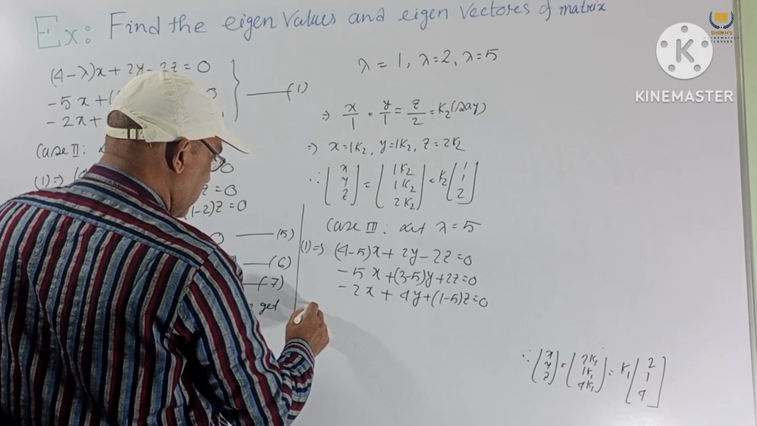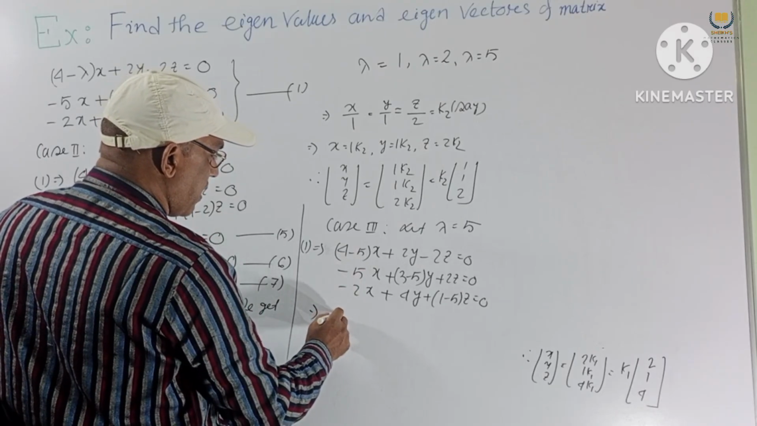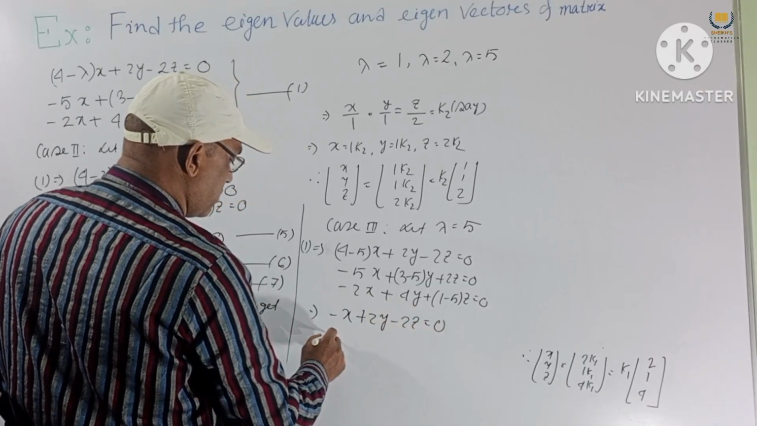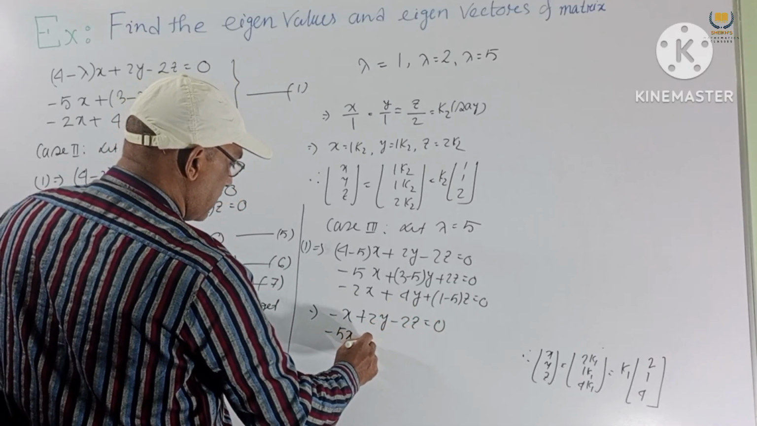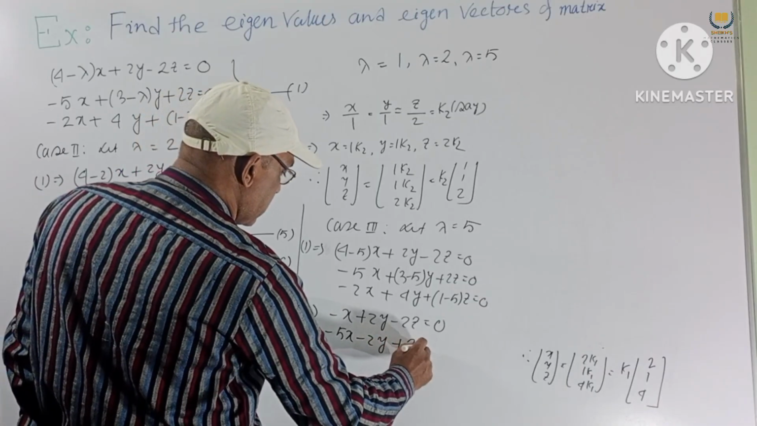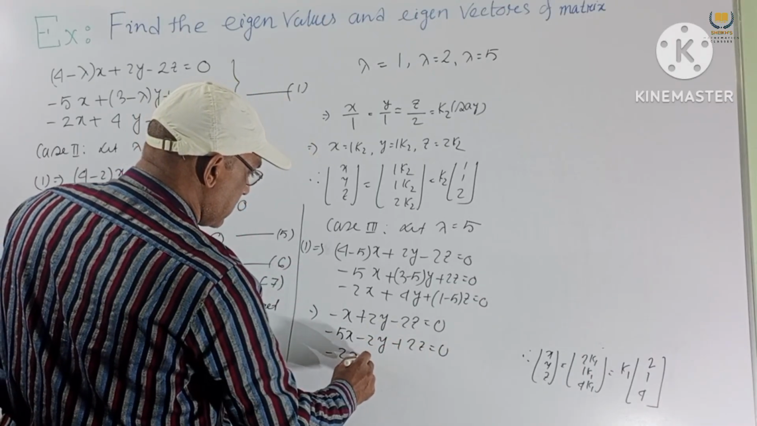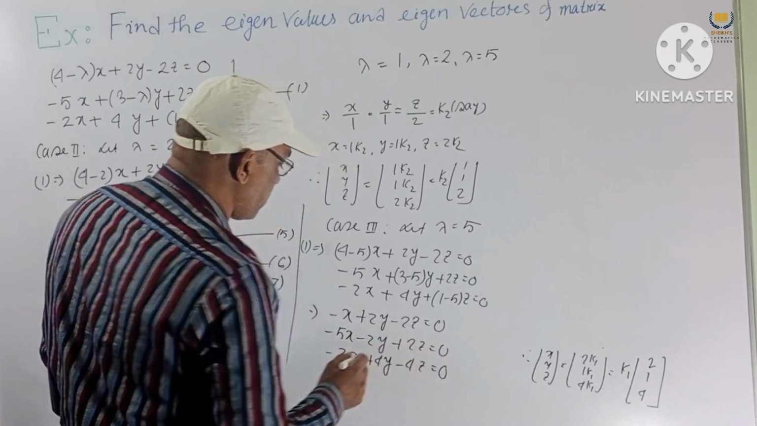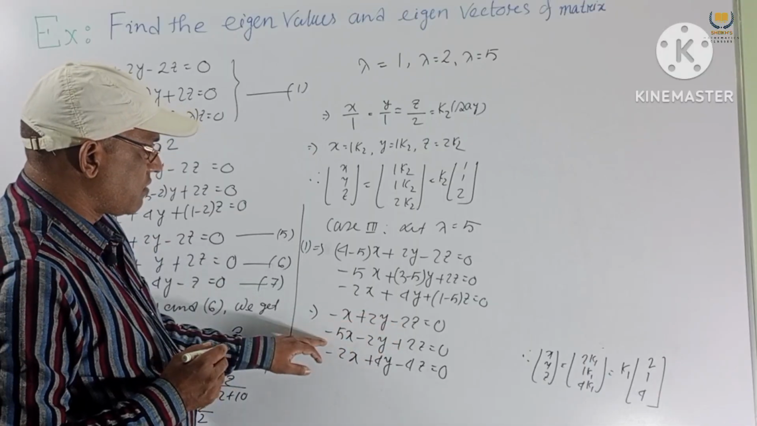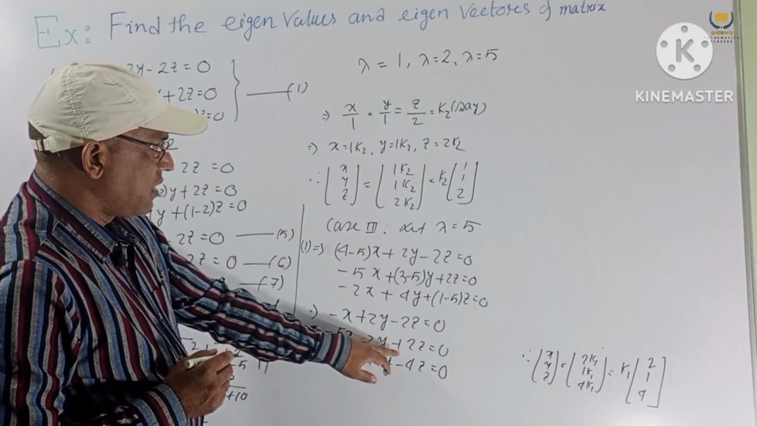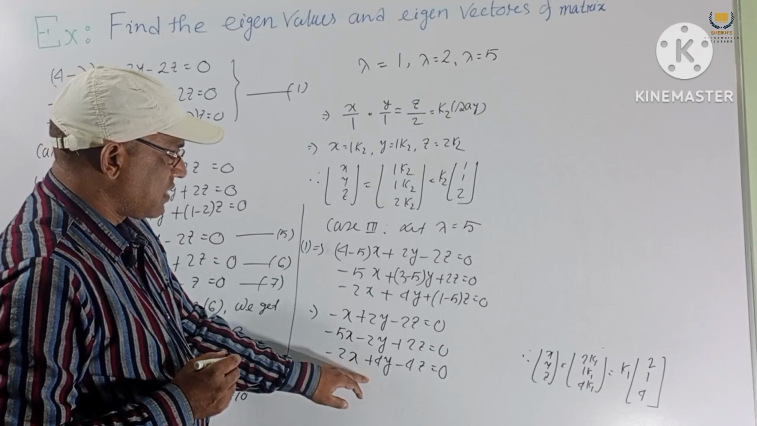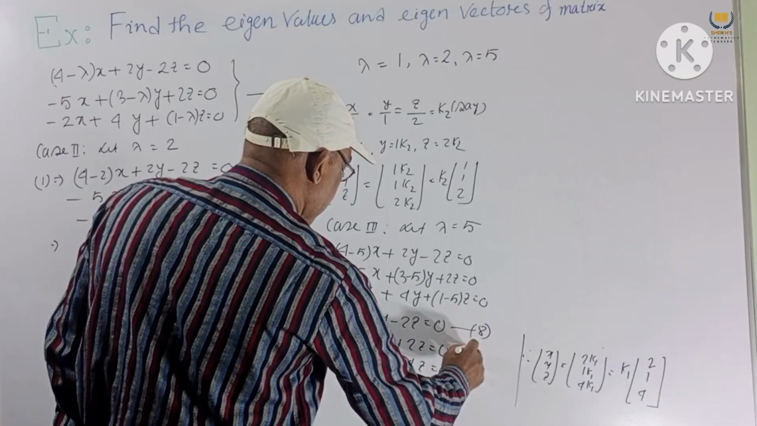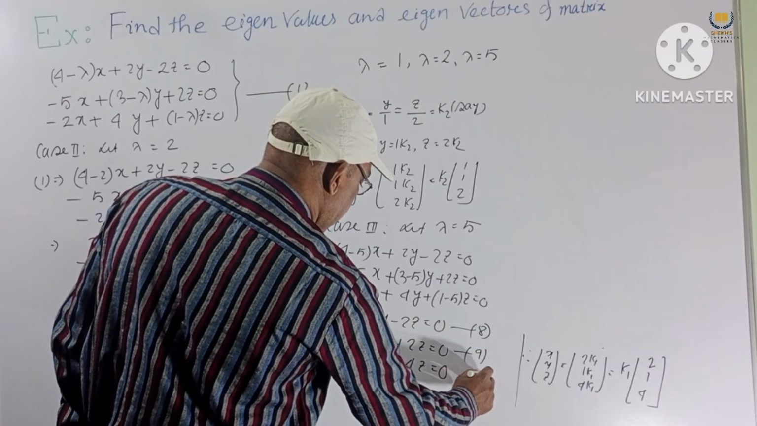So this implies we get minus x plus 2y minus 2z equal to 0, minus 5x minus 2y plus 2z equal to 0, minus 2x plus 4y minus 4z equal to 0. We consider these as equations 8, 9, and 10.